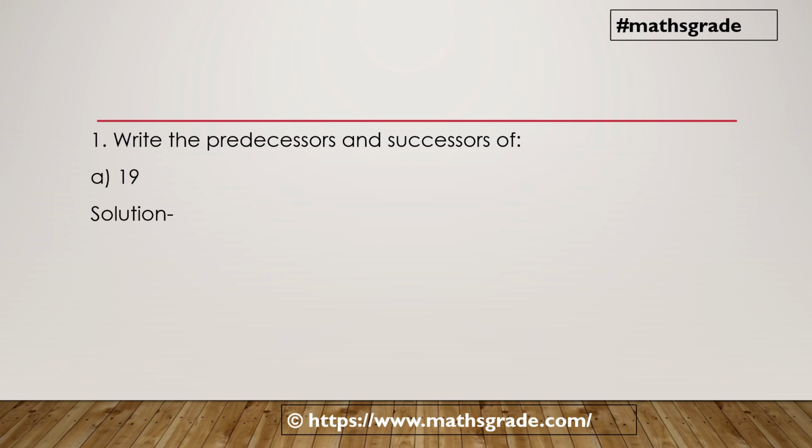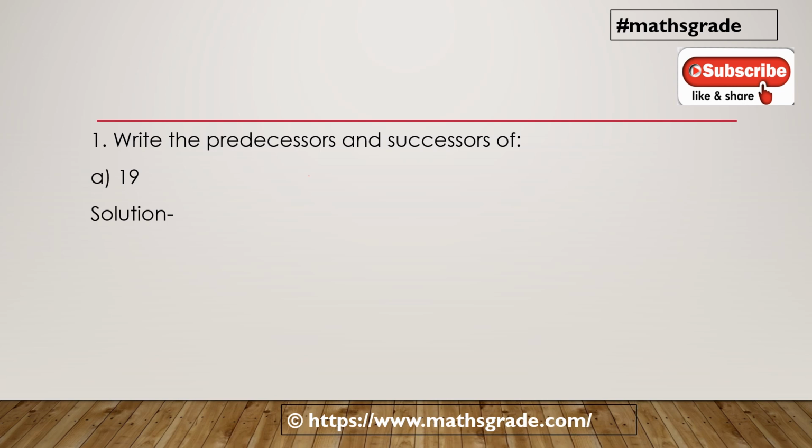Now question number 1. Write the predecessor and successor of first bit 19. We know predecessor is the before number or the previous number. We have to subtract 1 from the number, and we can get the predecessor of that number. And successor is the next number or the following number. When we add 1 with the number, then we get the successor of that number.